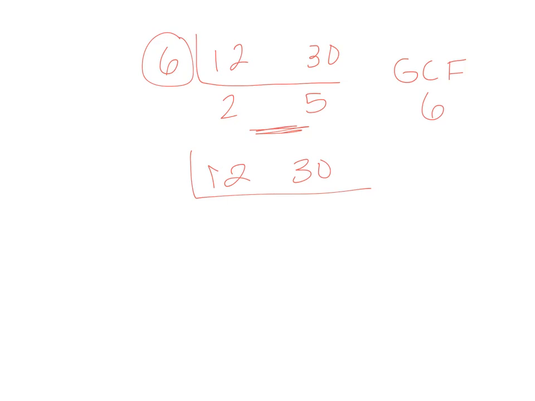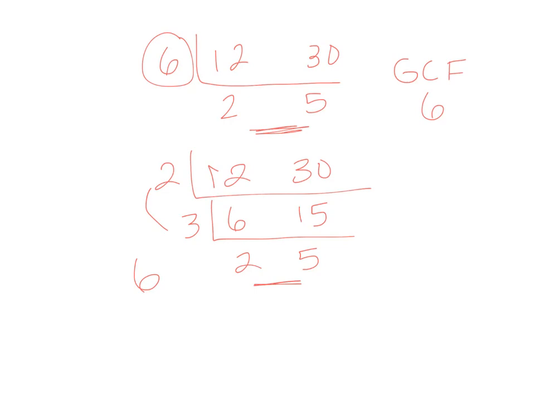But let's say you couldn't think of 6. And I think this is why the birthday cake method works so well. Let's say you could only identify that 2 goes into them. 2 goes into 12 6 times, 2 goes into 30 15 times. What goes into 6 and 15? 3 does. 3 goes into 6 2 times. 3 goes into 15 5 times. Is there anything that goes into 2 and 5? Nope. So then you would do 2 times 3. The greatest common factor is 6.